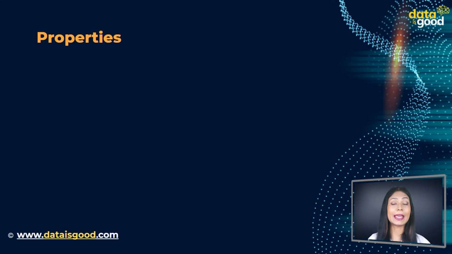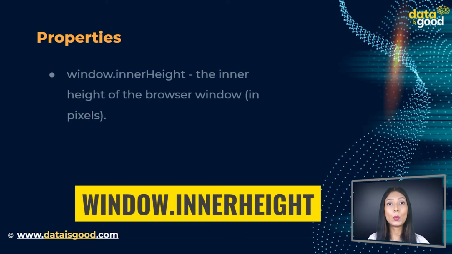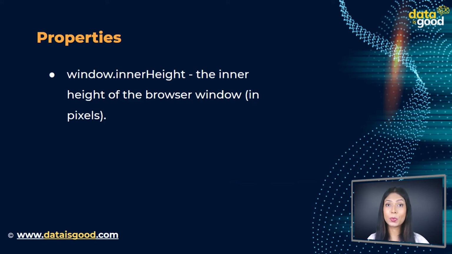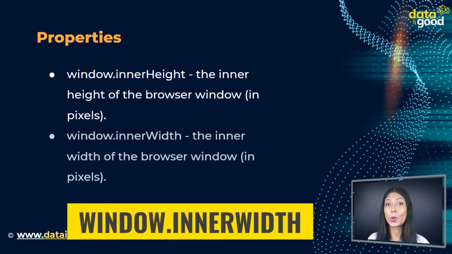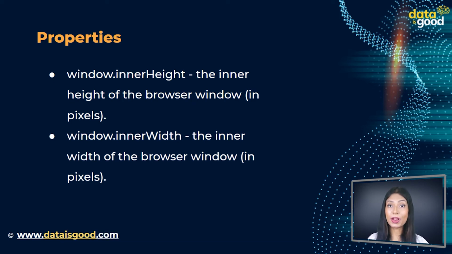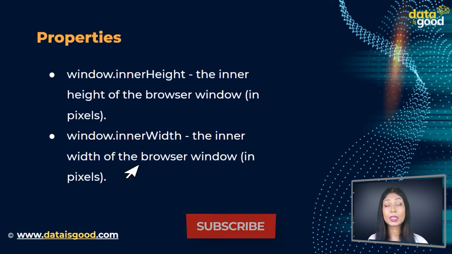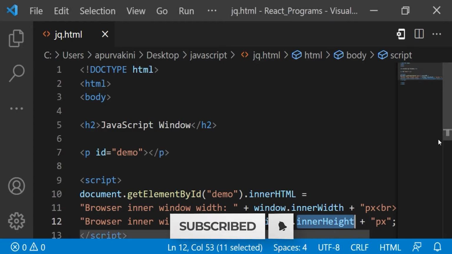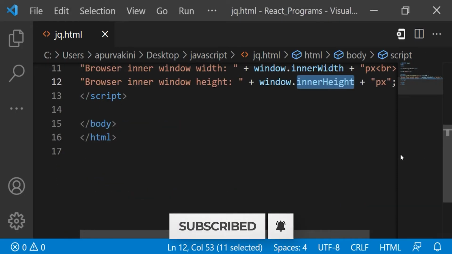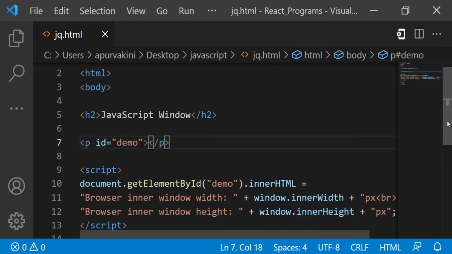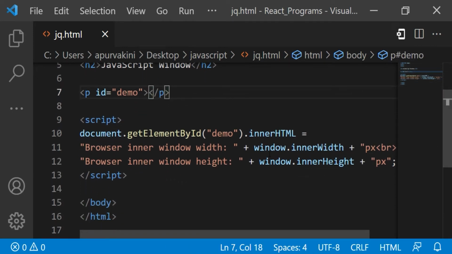Two properties can be used to determine the size of the browser window. Both properties return the sizes in pixels. window.innerHeight is the inner height of the browser window in pixels. window.innerWidth is the inner width of the browser window in pixels. But do remember, the browser viewport does not include toolbars and scroll bars.